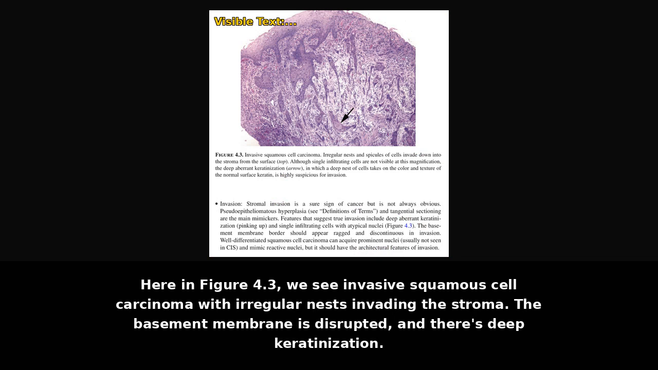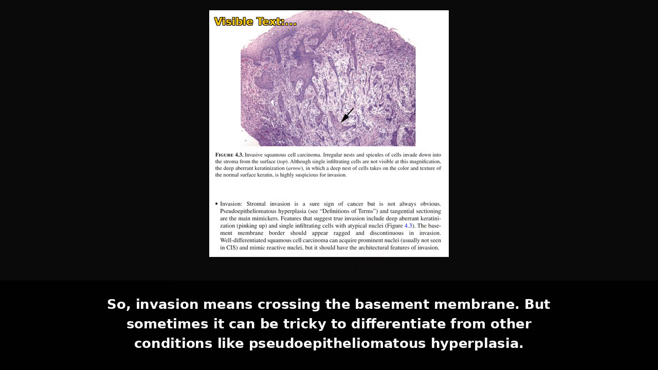Here in figure 4.3, we see invasive squamous cell carcinoma with irregular nests invading the stroma. The basement membrane is disrupted and there's deep keratinization. So invasion means crossing the basement membrane.